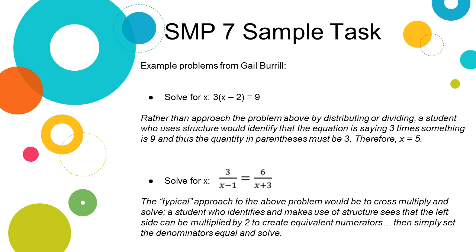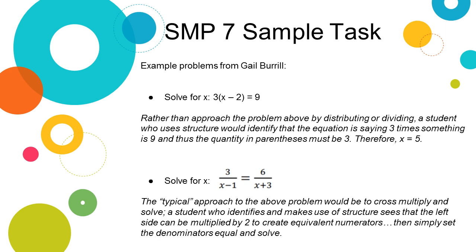This sample task comes from Gail Burrell, and if you don't follow her on Twitter, I would suggest you follow her. She always has some really interesting things that she tweets about. So she said to solve for x, and you can see that it's 3 times the quantity x minus 2 equals 9.